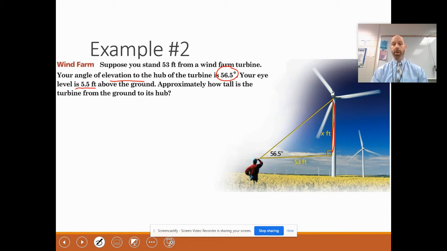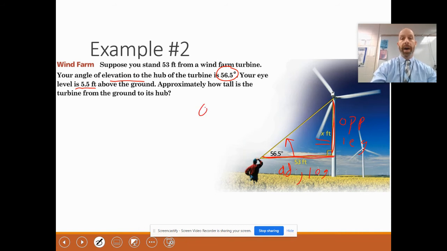Okay, so we know that in this triangle, there's 53 feet here. We know this angle of elevation, and we're just trying to figure out what that x is going to be, that distance there. So this looks like we are going to have to use, this is the opposite leg. This is the adjacent leg.